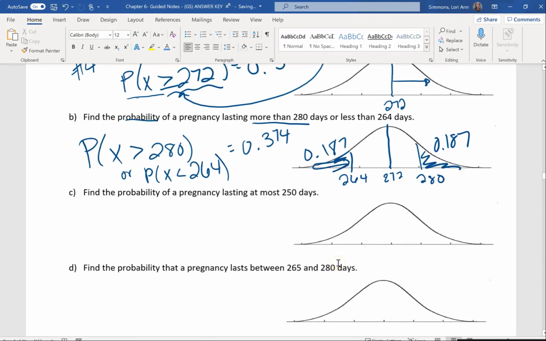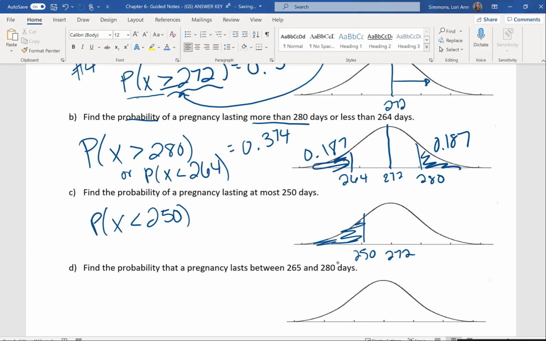We want to find the probability lasting at most 250 days. So again, I'd write 272 in here, and then just estimate where 250 is. This is just to help you where to shade. So 250, and we know it should be less than half, right? Because we're talking this part. So probability that x is less than 250.